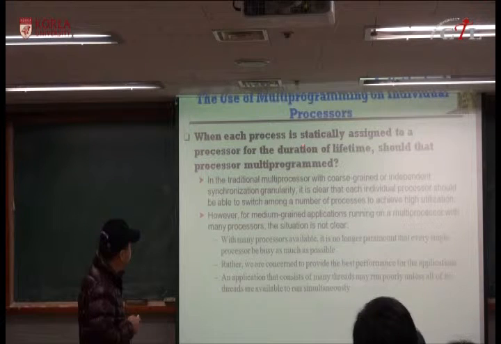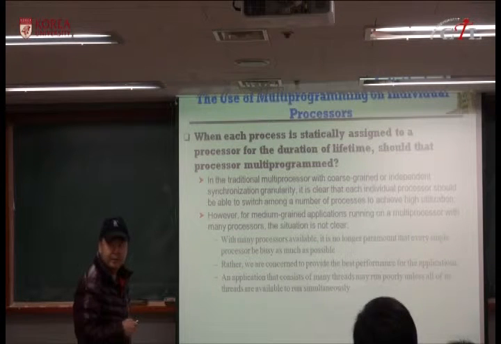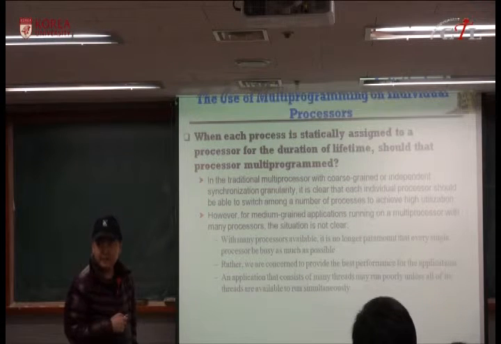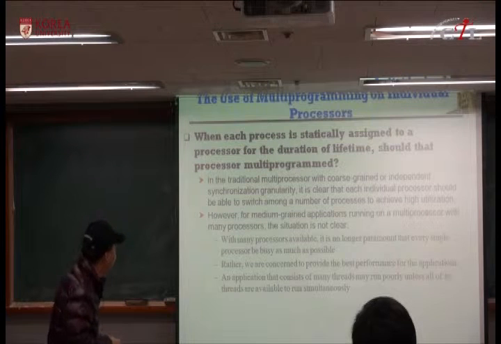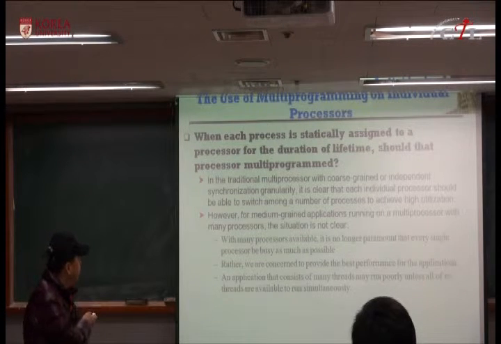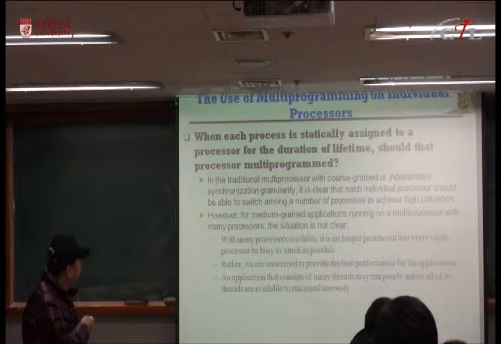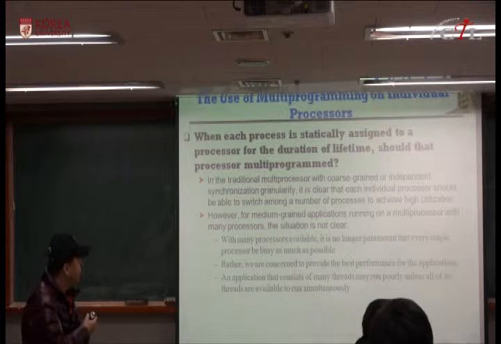Let's look at multiprocessor situation. When each process is statically assigned to a processor for the duration of its lifetime, should we allow multiprogramming on this processor? That's the issue. In the traditional multiprocessor with coarse-grained or independent synchronization granularity, it is clear that each individual processor should be able to switch among a number of processes to achieve high utilization. So for coarse-grained or independent parallelism, maybe it's better to allow multitasking or multiprogramming to utilize CPU more.